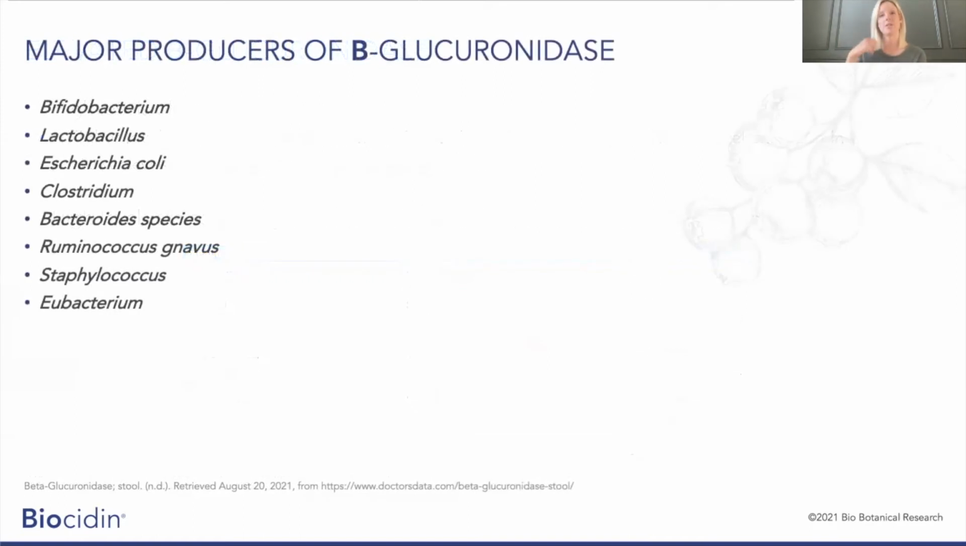So some major producers of beta glucuronidase are Bifidobacterium, Lactobacillus, Escherichia, Clostridium, Bacteroides, Ruminococcus, Staph, and Eubacterium.